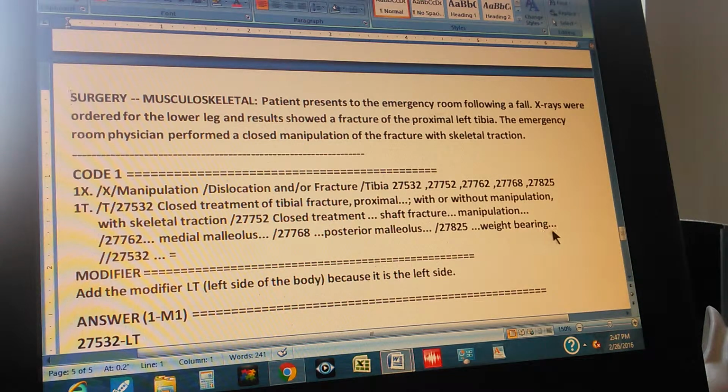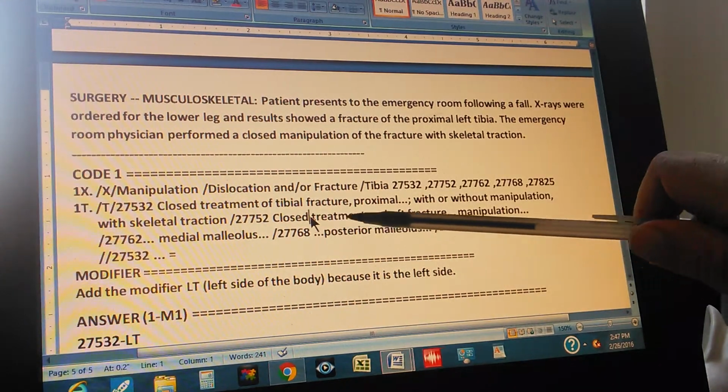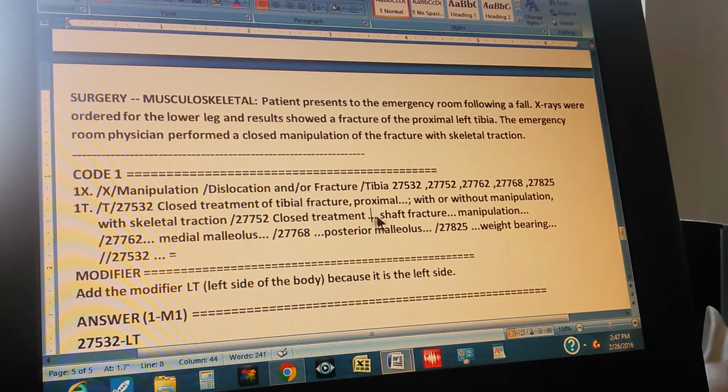And then 27825, weight bearing. Why don't you erase these clusters, because we don't need that. We're only dismissing that code because it's a shaft fracture. So we're just going to leave what we're using to dismiss the code. Then in the end, it is an equal sign, which means that we double check this code. Why? Because we go back to the 27532, which is the closest one that we have to our problem. So that's the code.